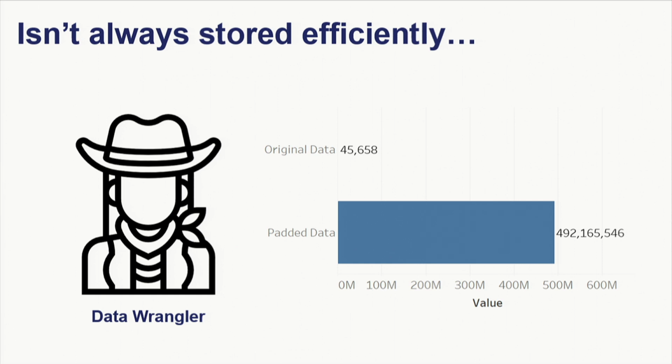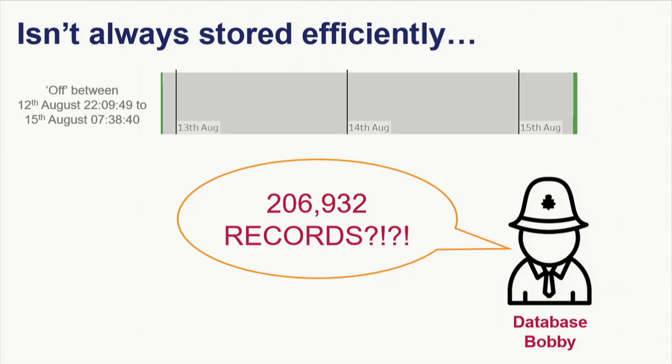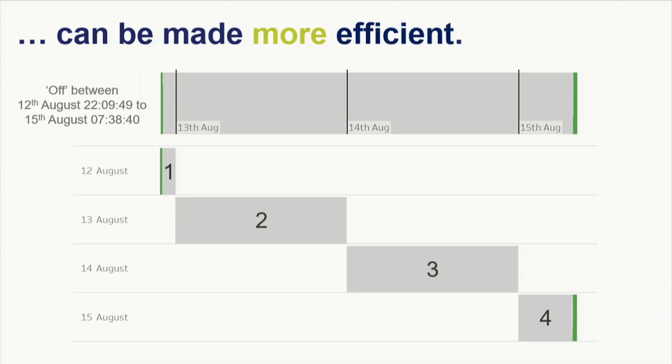Now, this session is about making bonds between our database buddy and wrangler, not creating arguments. Let's take this simple example. The light switch is off between 10:09 p.m.-ish on the 12th of August through to the morning of the 15th. So let's say everyone was away for the weekend. But because of the way the data is now structured, this results in a whopping 200,000 records. What if I told you that just by writing a few simple calculations, we can cut this down to just 4? Let's take a look.